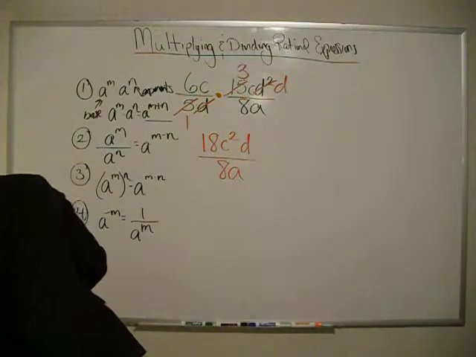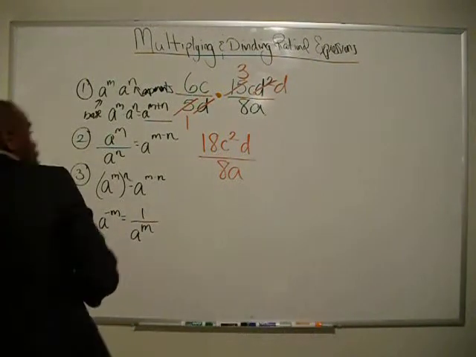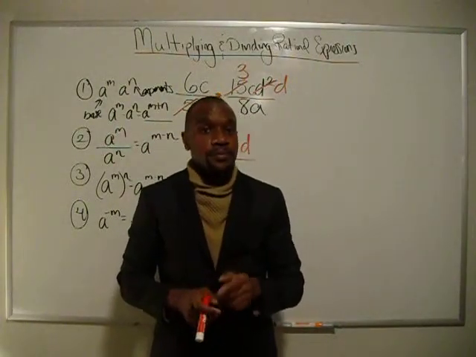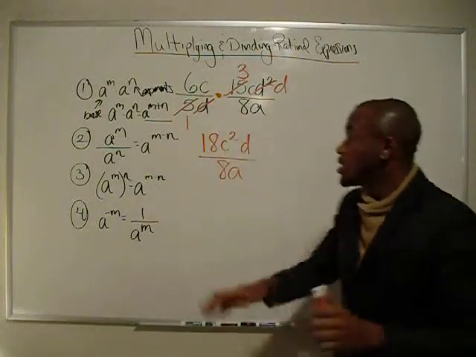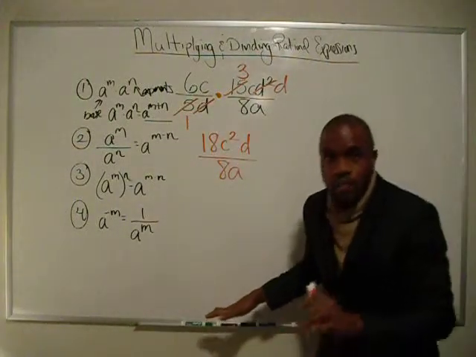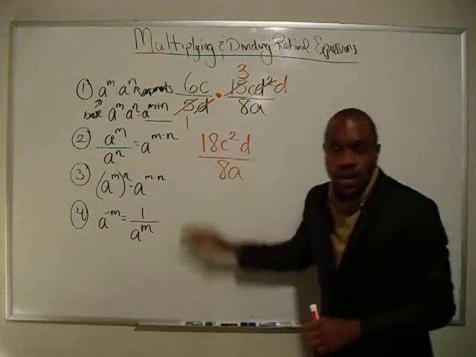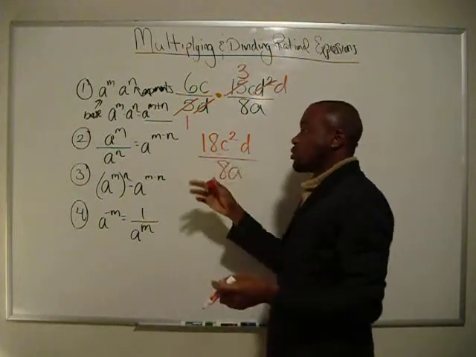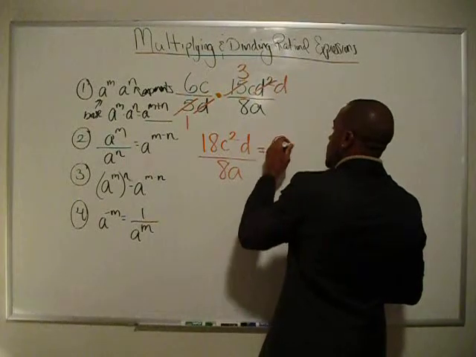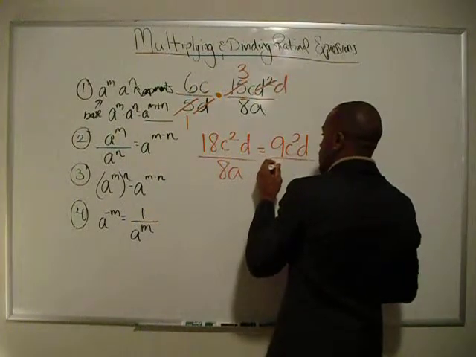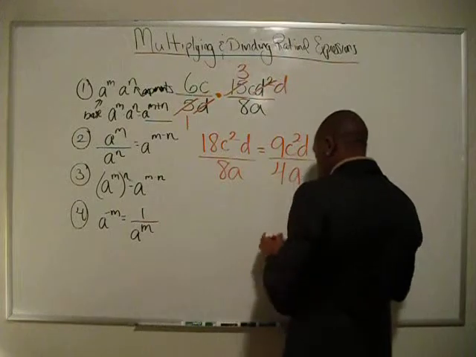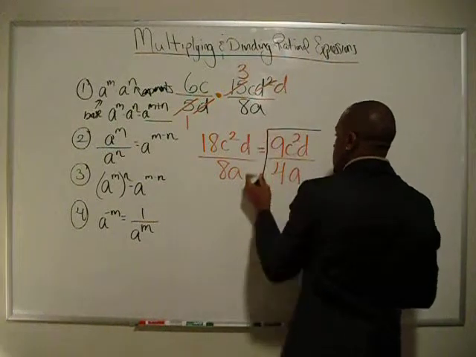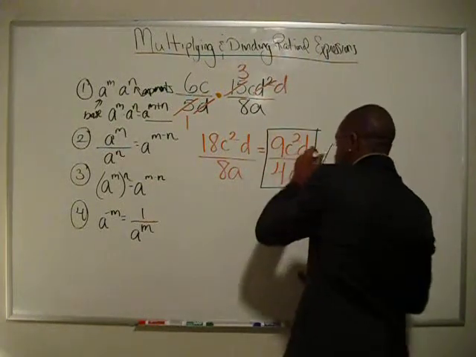Now, am I actually totally done yet with this problem? Ask yourself, am I done? No, we're not done yet. What we need to do is reduce to lowest terms. 18 over 8 can be reduced by 2. So 18 divided by 2 is 9. 8 divided by 2 is 4. That's it, folks. My final answer is 9c squared d over 4a. Checkmate. We're done.